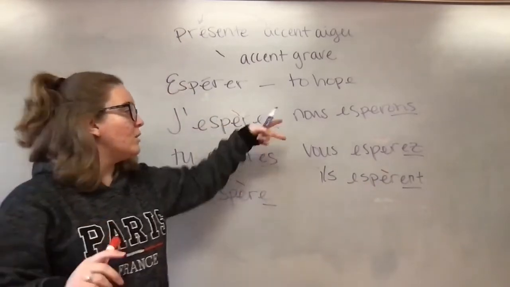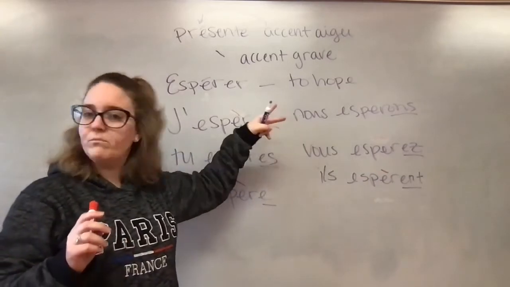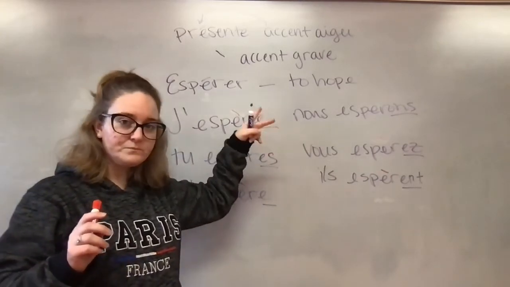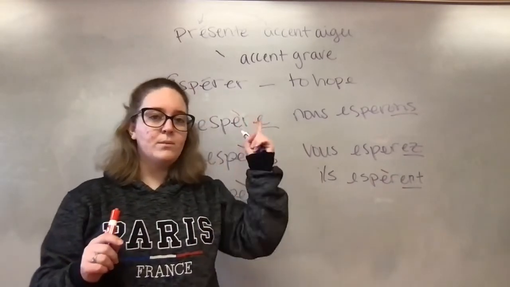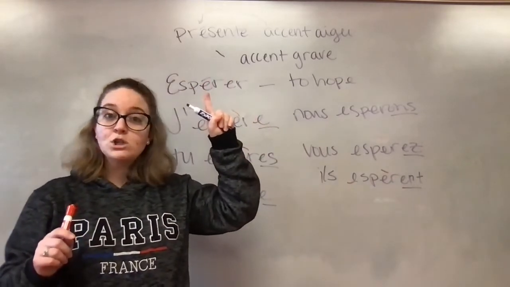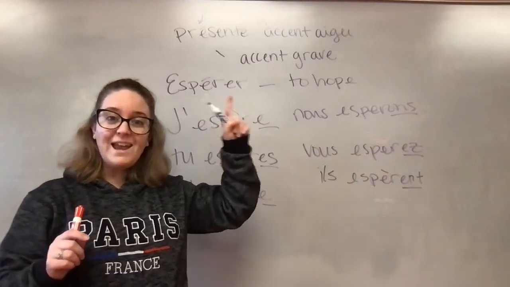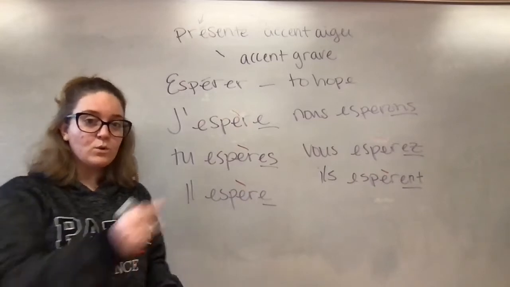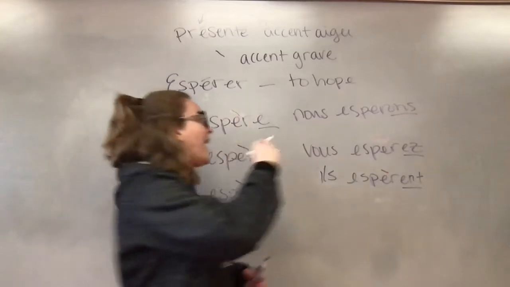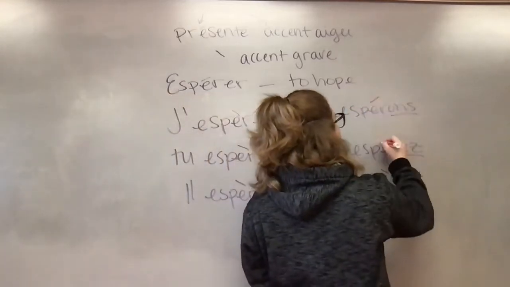Okay, again, notice the nous and the vous, we didn't add an accent mark. Okay, remember, the nous and the vous end up being just like the infinitive. So what does the infinitive have? It has an accent aigu. So we are still going to add an accent. We're just going to keep the same accent that it had originally.